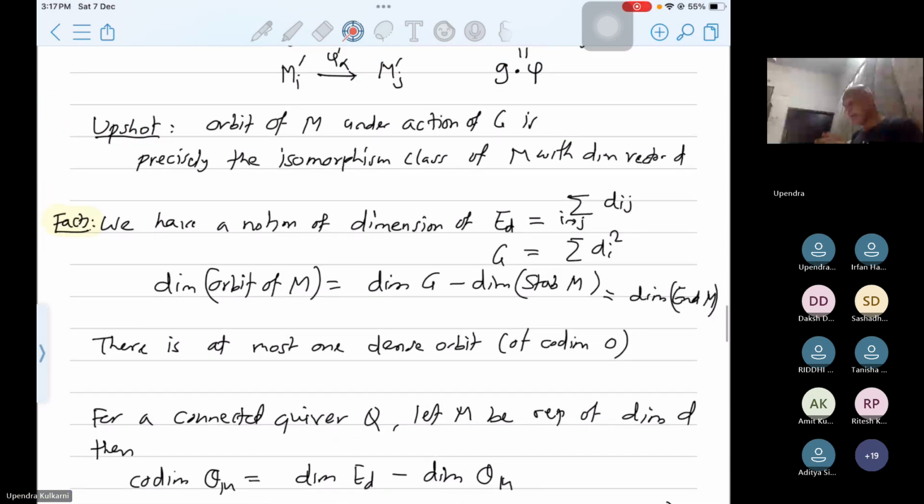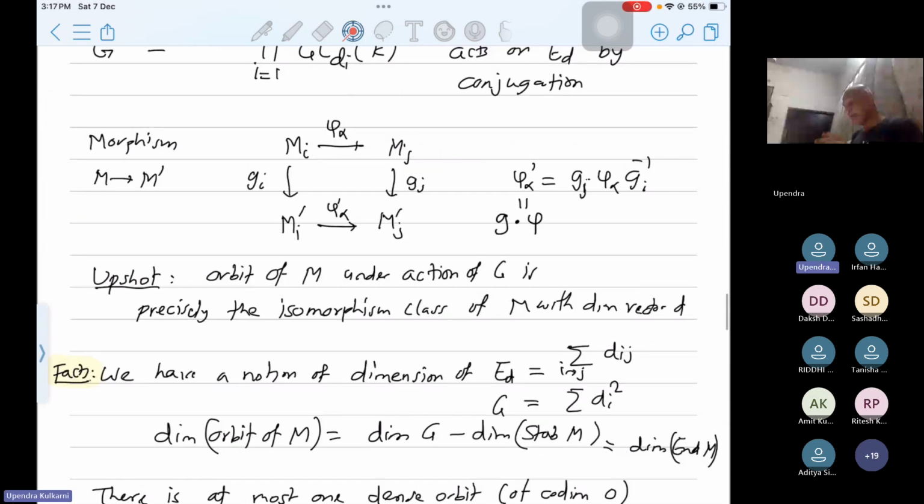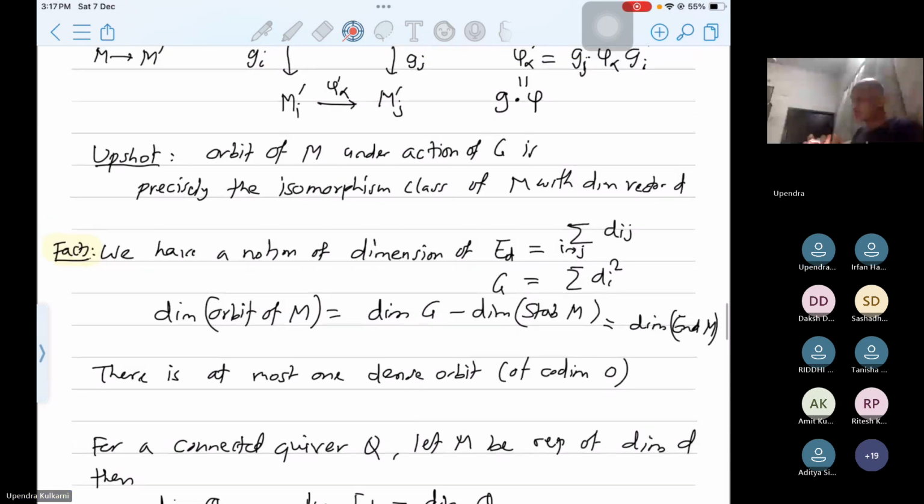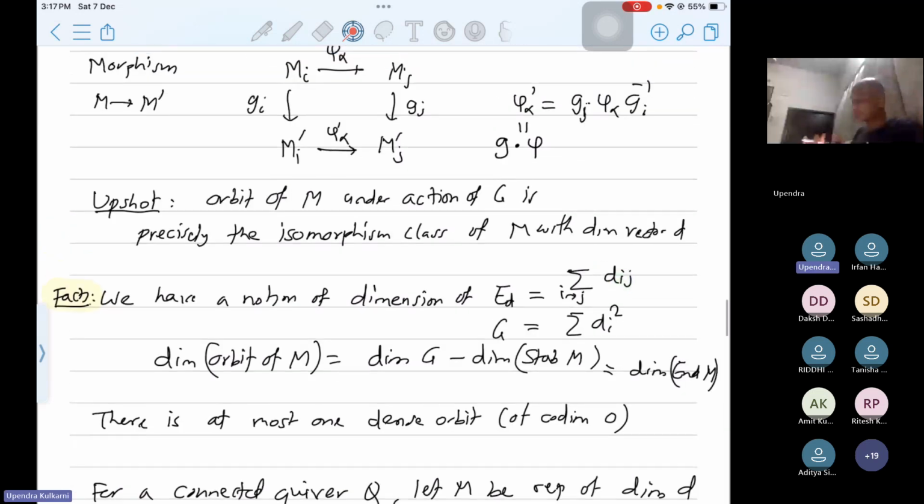So for the space E sub d, this is very easy. This is just a bunch of matrices, like a direct sum. So what is going to be the total dimension? The dimension of this is just d_i times d_j, and I'm going to add this over all arrows, right? So that's just an affine space.